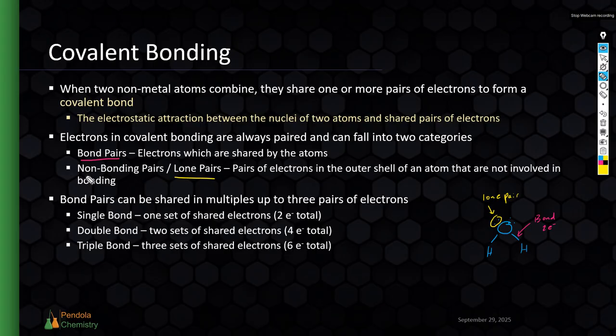And again, we can call these lone pairs, which is my preferred term and the term that I will mostly use here, or non-bonding pairs, which is a more direct and a clear term.